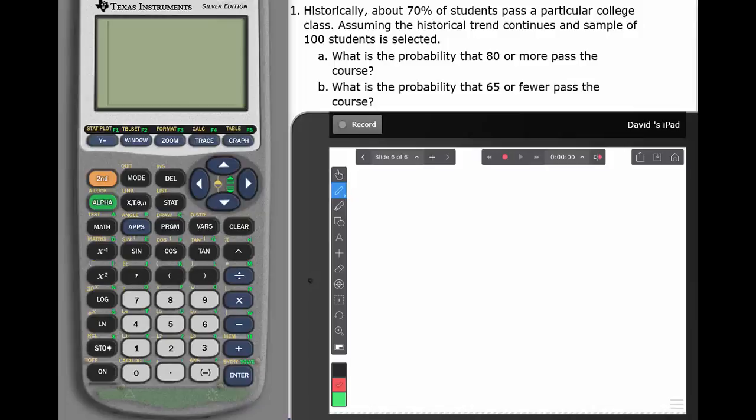Okay, in this problem, which we've seen something similar to before, we have the historical pass rate in a class of 70% or 0.7. So I'm going to put p equal to 0.7. And in this case, now we have a sample size of 100. Now you can use the binomial formulas and the binomial tables to get this.